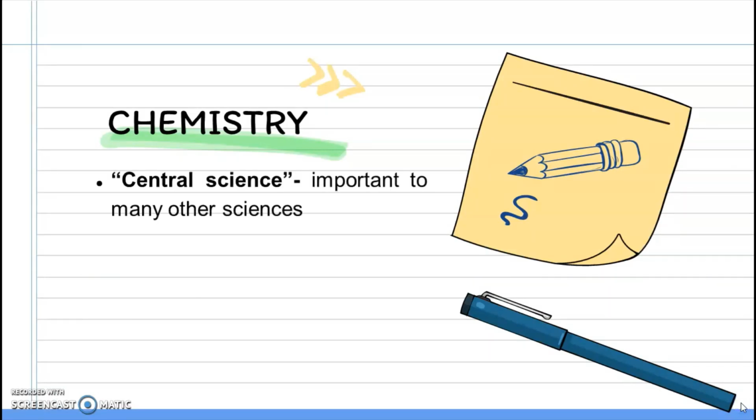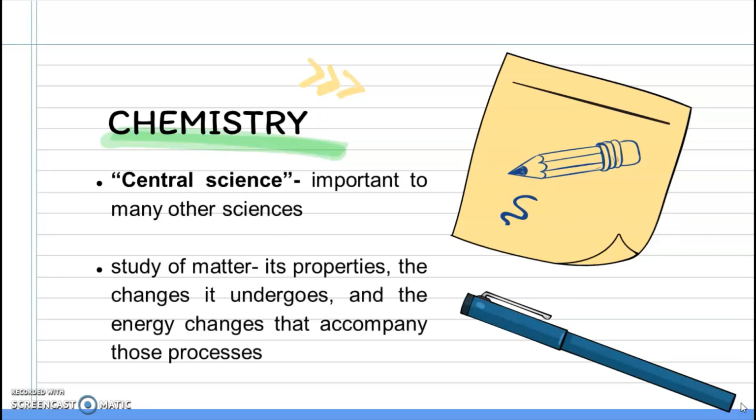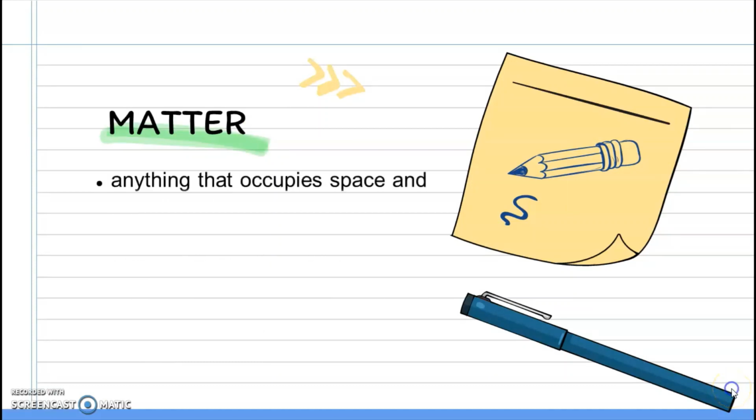So, chemistry is known as the central science, meaning it is important to many other sciences. For example, in biology, we study different body systems such as the digestive system. And we know that in our stomach, there are several types of chemicals. And those chemicals are considered as matter. And chemistry is the study of matter, its properties, the changes it undergoes, and the energy changes that accompany those processes. What is matter nga ba?